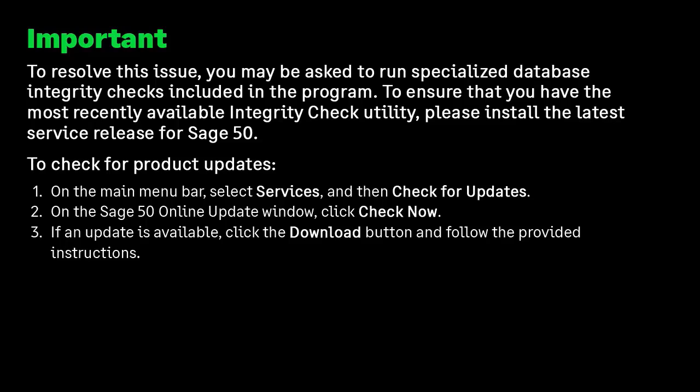To ensure that you have the most recently available integrity check utility, please install the latest service release for Sage 50 Accounting. To check for product updates, on the main menu bar, select Services, and then check for updates. On the Sage 50 Online Update window, click Check Now. If an update is available, click the Download button and follow the provided instructions.